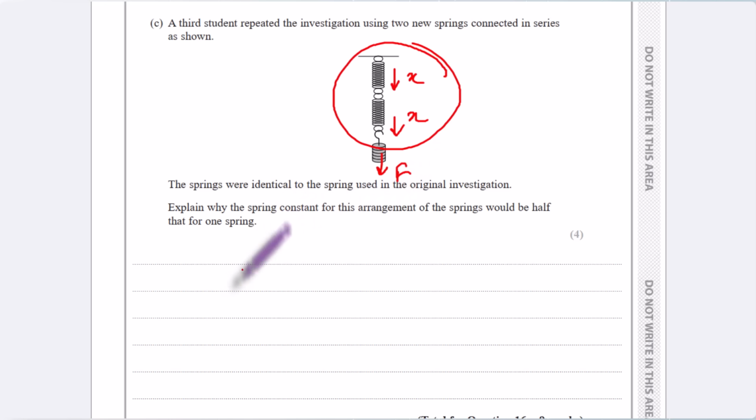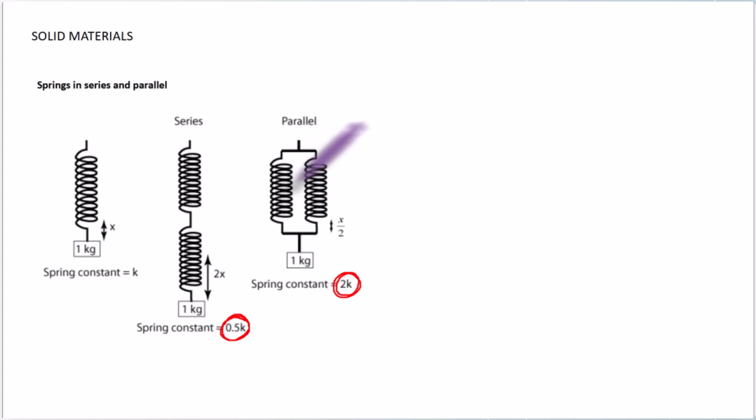The force remains the same, so F equals Kx. F remains the same, but since you are connecting both in series and each spring extends by the same amount, the extension of the combination is doubled. Guess what? K will be halved. The exact reverse thing happens when you connect them in parallel.